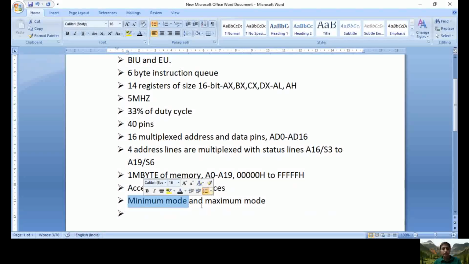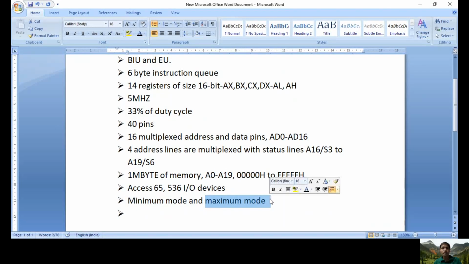Whereas in maximum mode, all control signals are generated by an external bus controller. So there is one separate IC. With the help of that IC, the 8086 may generate separate address and data lines. Simply, in maximum mode, the 8086 gives a command to the external bus controller, and the external bus controller will activate the transceivers and latches. Accordingly, it will separate multiplexed address and data lines into pure address lines. In minimum mode, the entire work is taken care of by the processor only, whereas in maximum mode, the activation is controlled by the external bus controller, but the command is given by the processor.